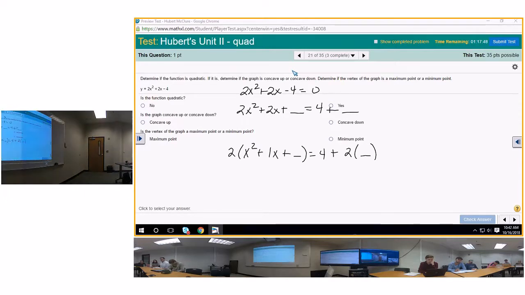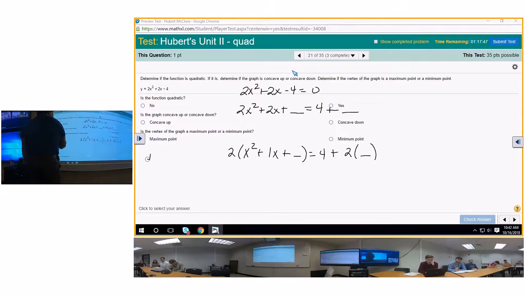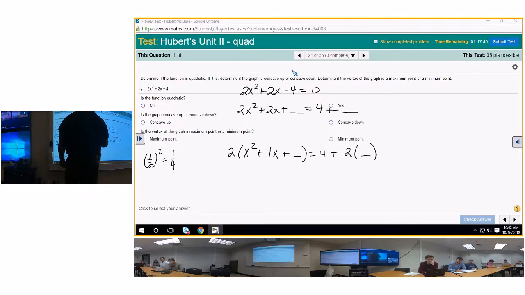I'm going to go over here. 1 divided by 2 and square it. What is 1 divided by 2 squared? 1/4. Good job. I am impressed. You did that without a calculator too.